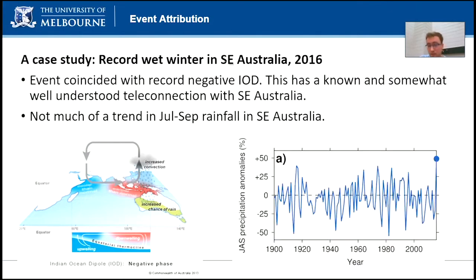If we look at precipitation during July, August, September in Southeast Australia, we don't really see much trend. We see that 2016 was the wettest July to September on record, but overall there's very little of a trend. I should say these are anomalies as a percentage from the 1961 to 1990 climatology. So in 2016 it was about 50% wetter than normal.